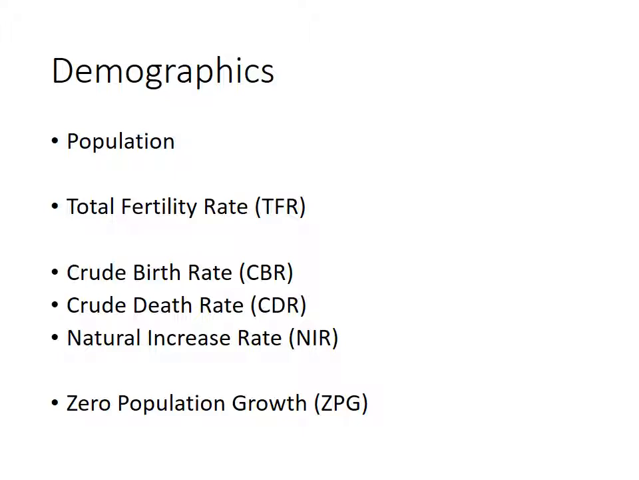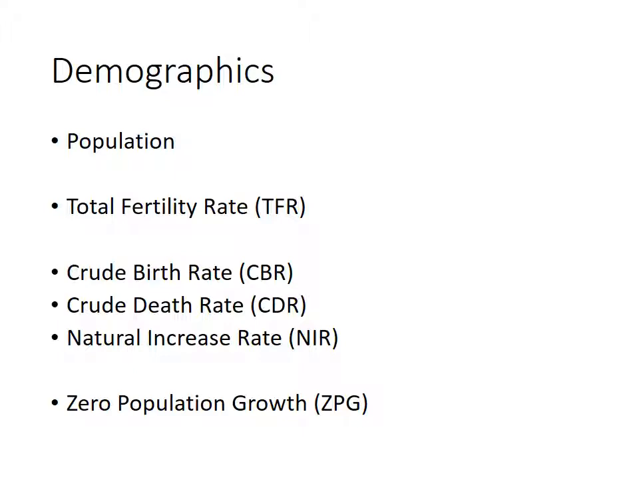Crude birth rate is the number of live births in a country divided by the population. That's going to give you some indication of how fast the population is growing, while crude death rate is the number of deaths divided by the total population of a country, and that should give you some idea of how fast the population is declining. Most countries are going to see an increase in population. That is, there's going to be more births than deaths.